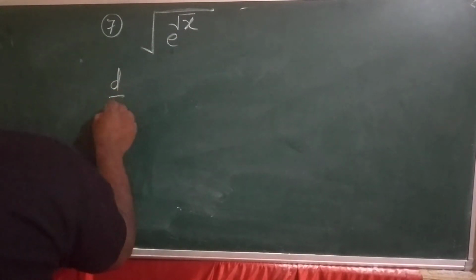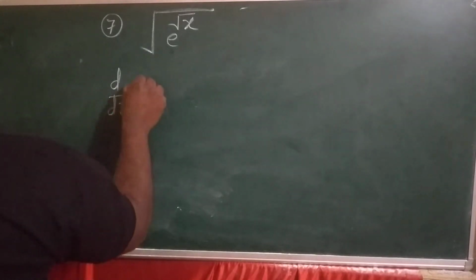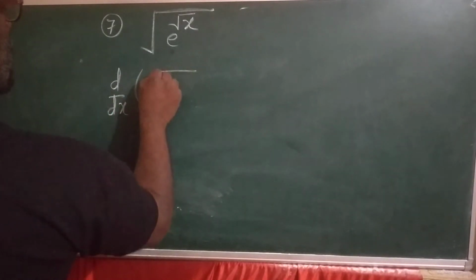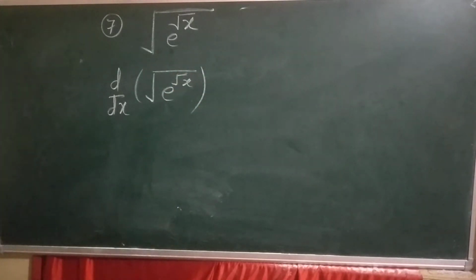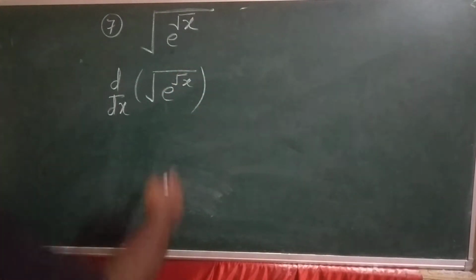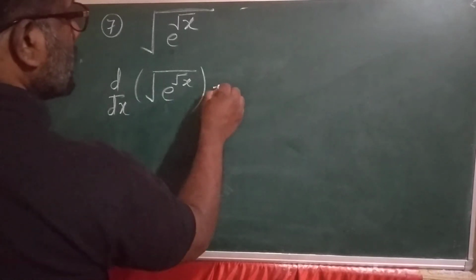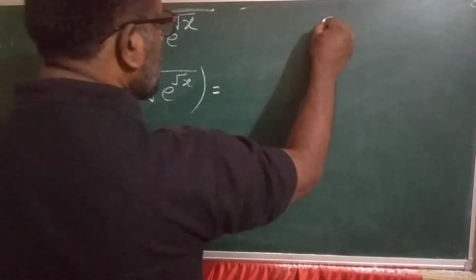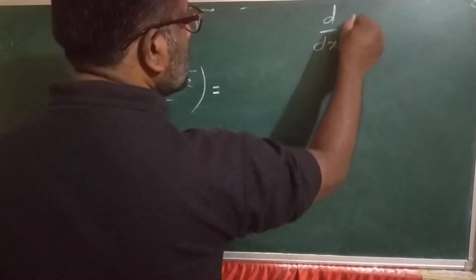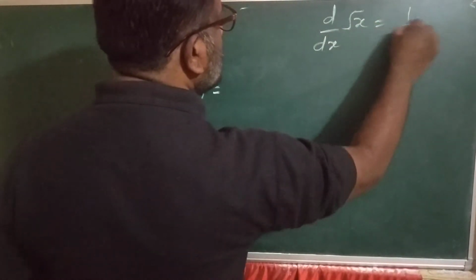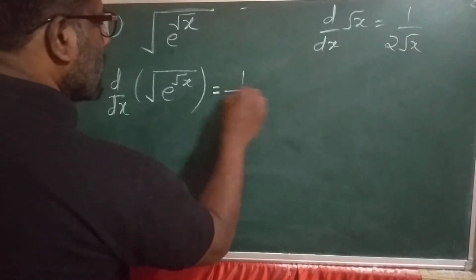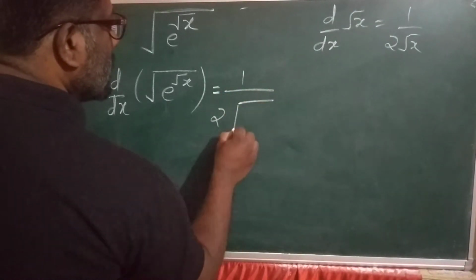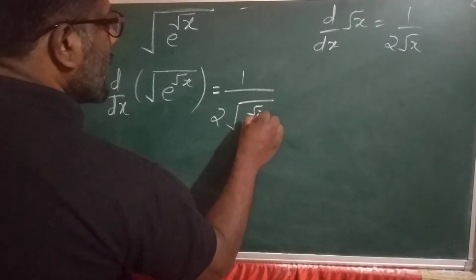So differentiate with respect to x, root e to the power root x. The first derivative is for this square root. As we know, the derivative of root x is 1 upon 2 root x. So we can write it here 1 upon 2 root e to the power root x.